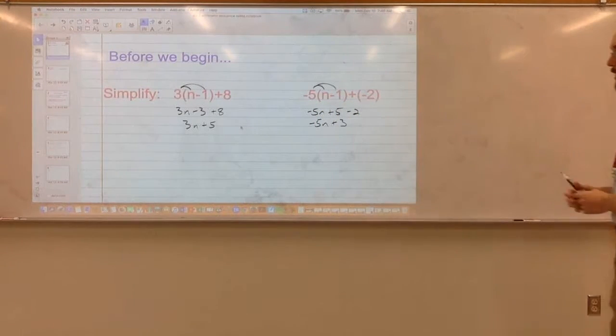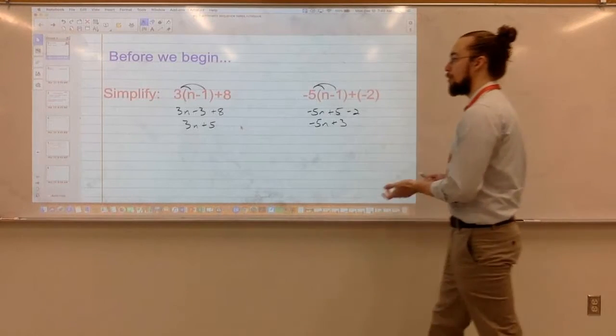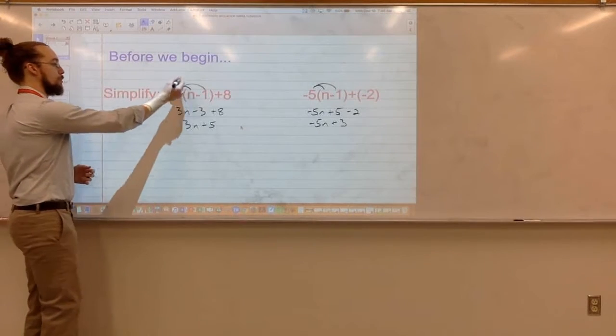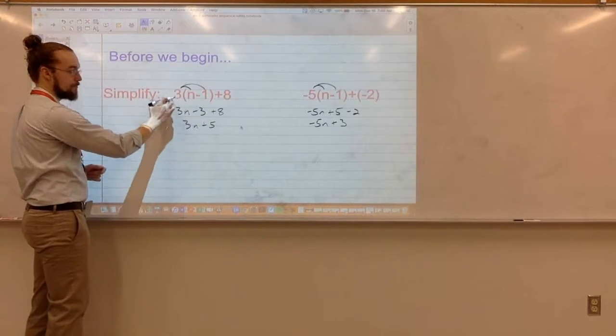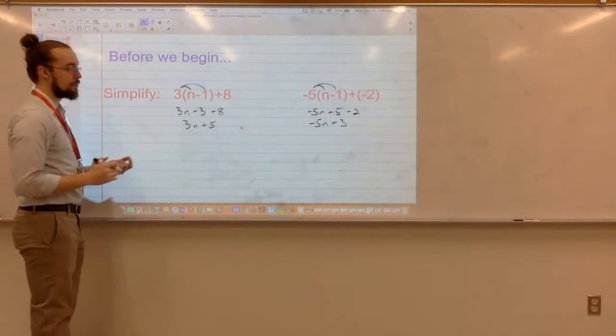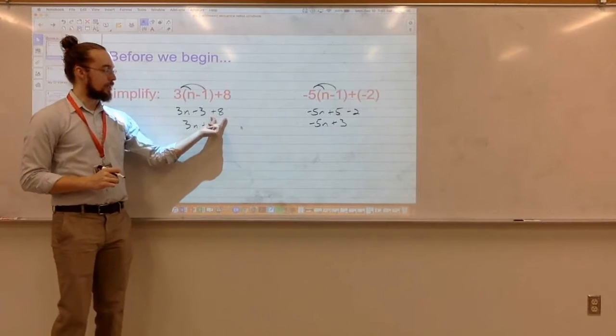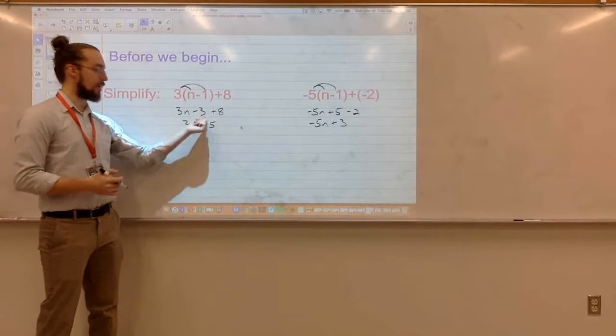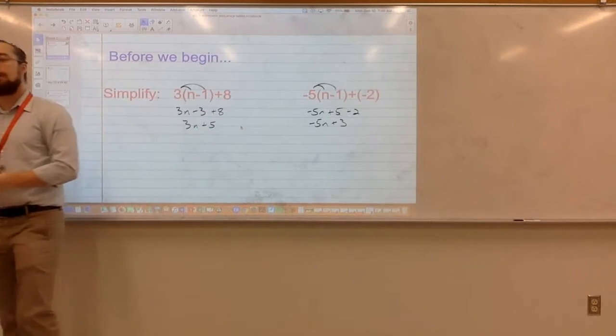All right, did we get something like this? The first thing we have to do for both of these is distribute. So over here, if I distribute the 3 to the n, I get 3n. 3 times -1 would be -3. Then I leave that +8 there. Then in my next step, I can combine these like terms. -3 plus 8 is 5.